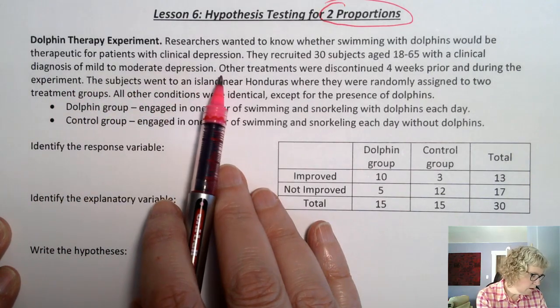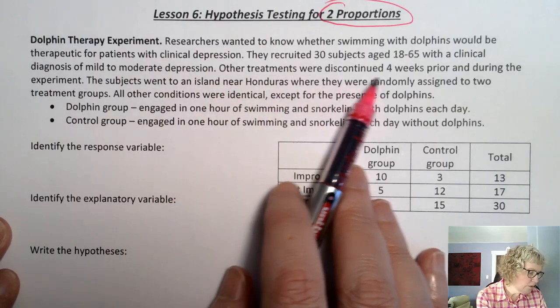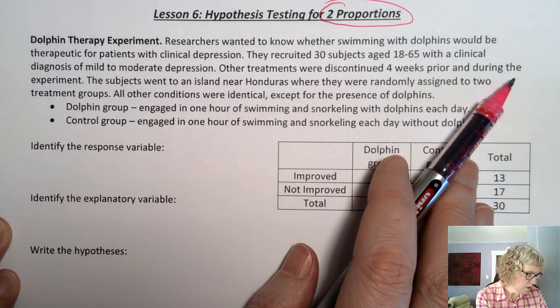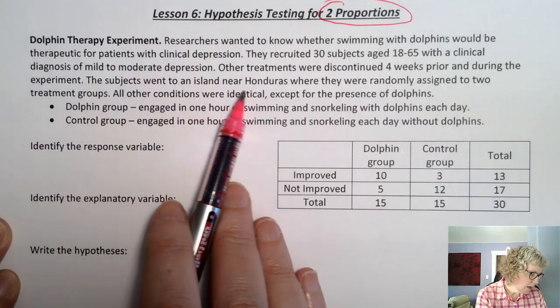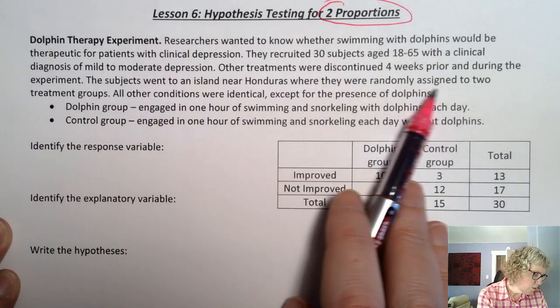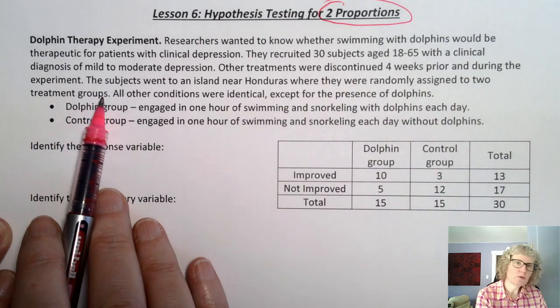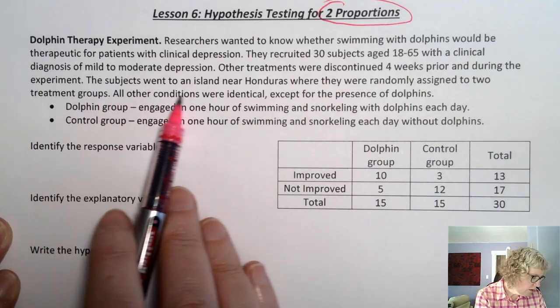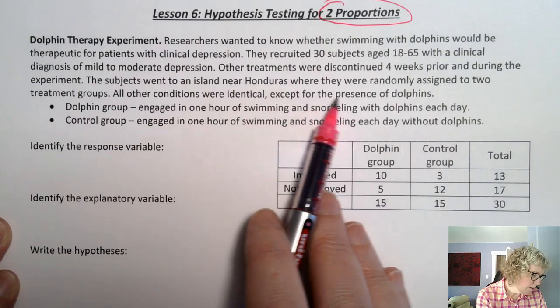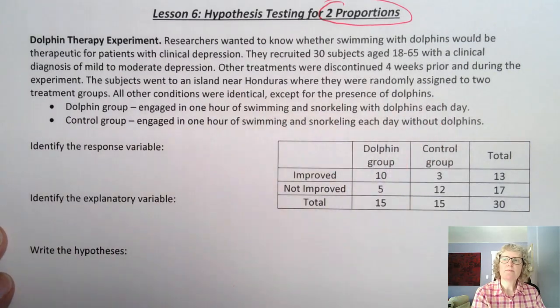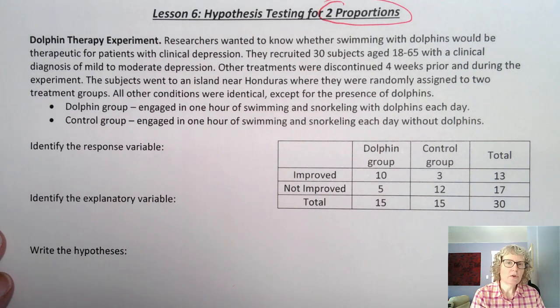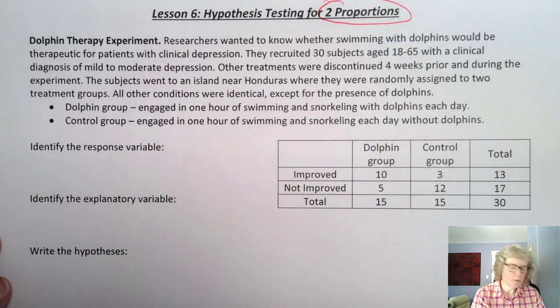Okay, so they had the participants discontinue any other treatments for 4 weeks prior and during the experiment. The subjects went to an island near Honduras where they were randomly assigned to 2 treatment groups. Okay? All other conditions were identical except for the presence of dolphins. Okay, so this is where we might need to have some blinding and also, the control group, of course.